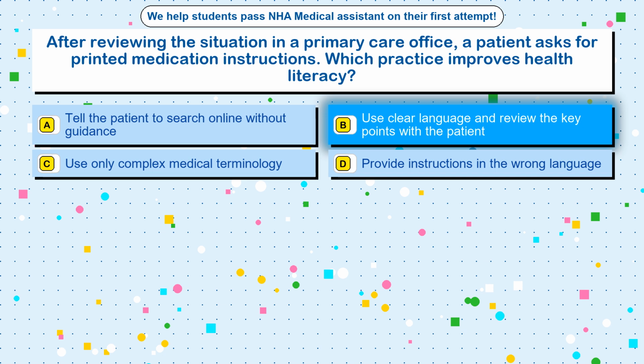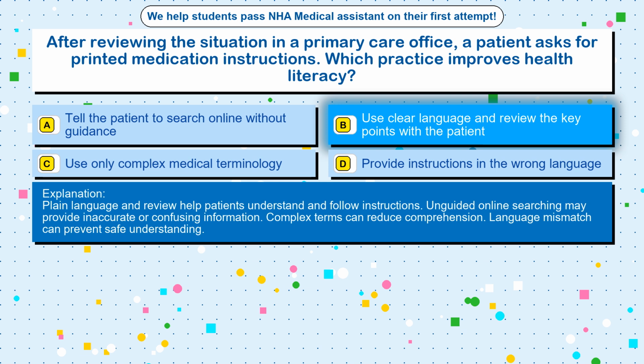The correct answer is option B. Use clear language and review the key points with the patient. Plain language and review help patients understand and follow instructions. Unguided online searching may provide inaccurate or confusing information. Complex terms can reduce comprehension. Language mismatch can prevent safe understanding.